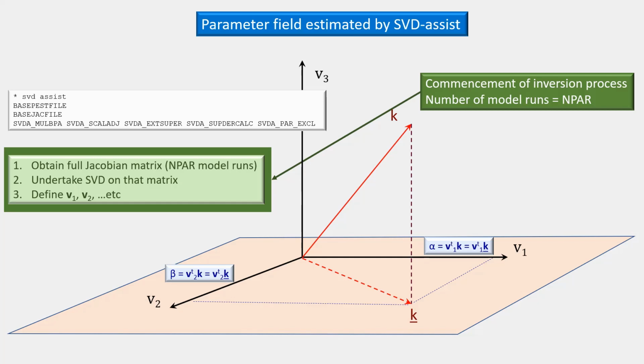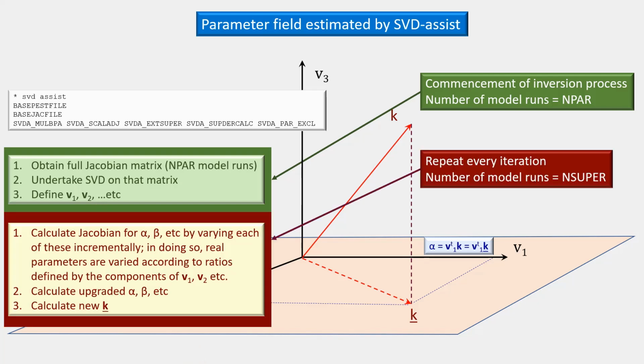We run the model npar times, where npar is the number of adjustable parameters, and we calculate a Jacobian matrix. We undertake singular value decomposition on that matrix. That defines little v1, little v2, etc. That's done before we start the inversion process. Then we run a utility, which you'll see in a moment, to calculate a new PEST control file featuring superparameters.